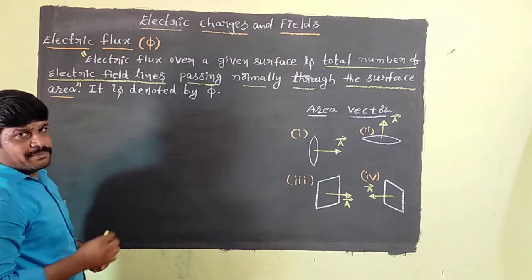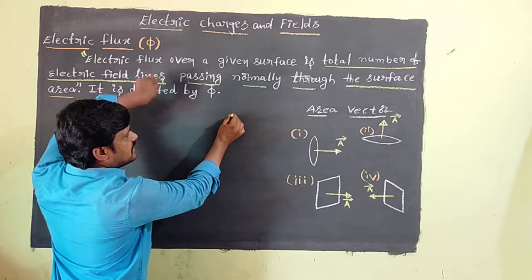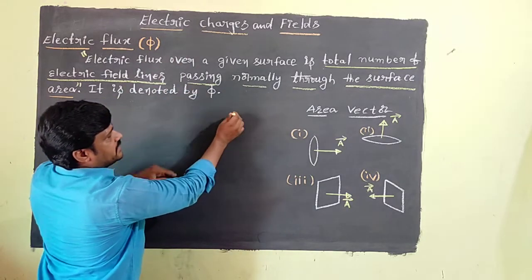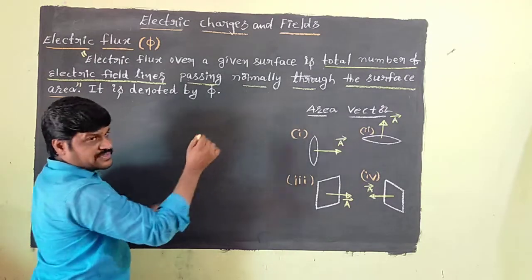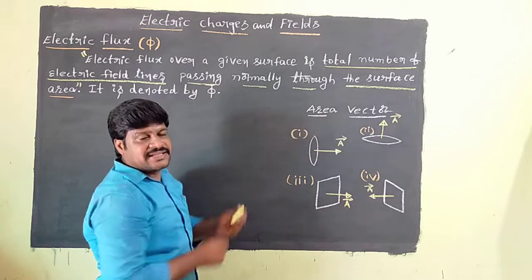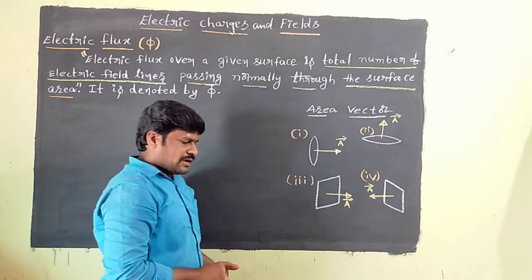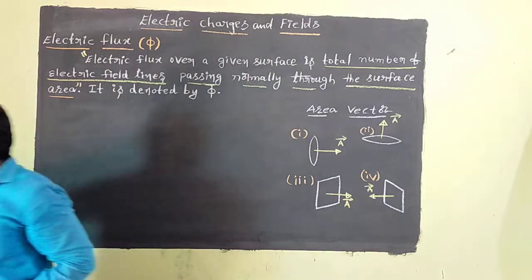For this area of the board, the direction is nothing but normal to the surface. That means perpendicular to the surface; the direction of the area vector is normal to the surface. That means towards you. That is the direction of the vector. Here I have a few examples, and with the examples I will explain to you.